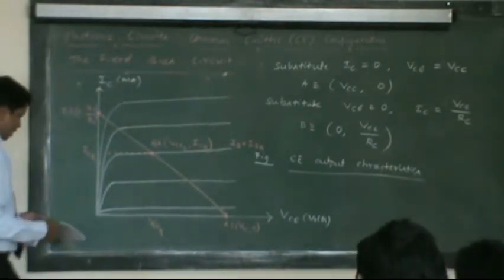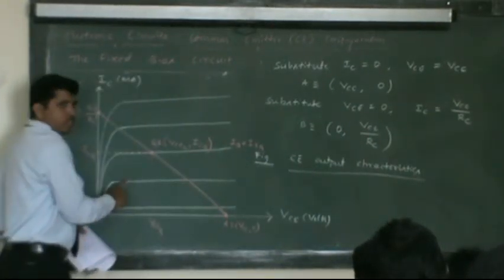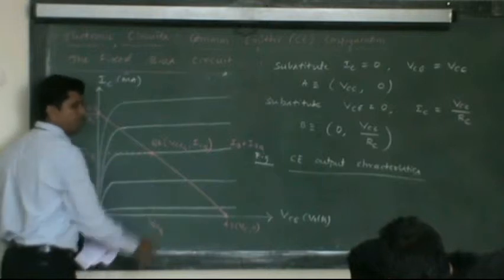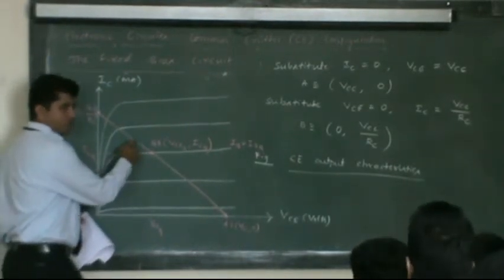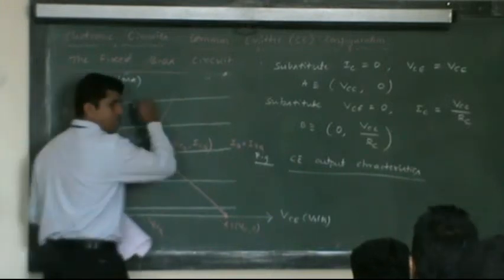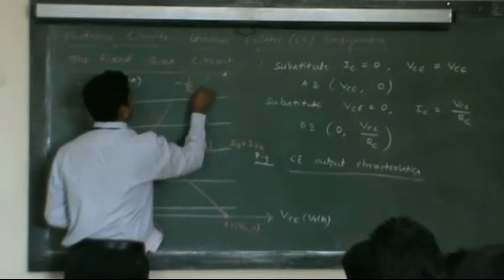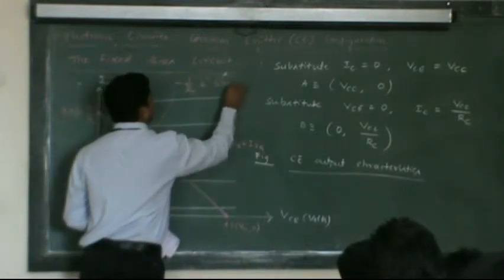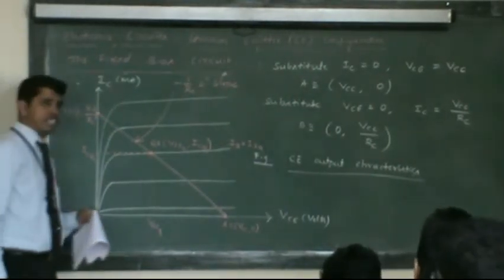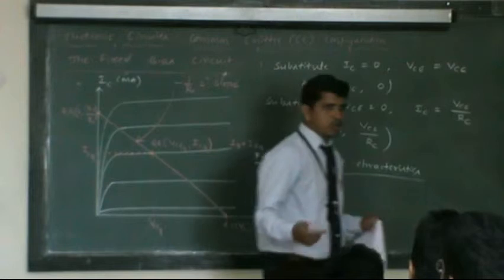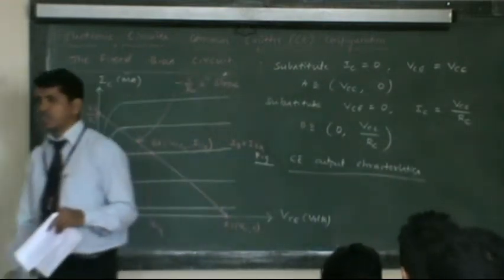So I can give a title for this. Earlier we drew the common emitter output characteristics. Now we have modified this by drawing the load line. What is the slope of this line? Minus 1 over RC. You already know that, from the previous load line equation. So minus 1 over RC is nothing but the slope of the line. Now, if you change RC, do you think the slope will remain constant? The slope also changes. So the slope depends upon RC.